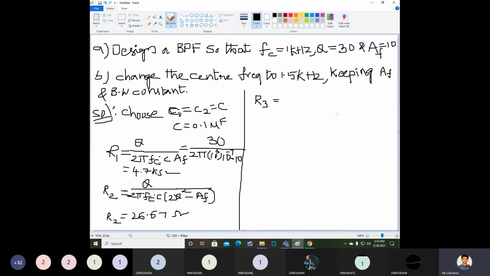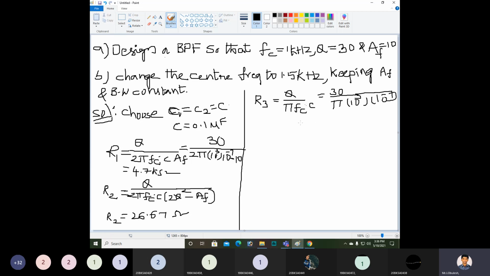R3 equals Q by pi Fc into C. Q means 30. So 30 divided by pi into 10 cube into 10 to the power of -7 farads.